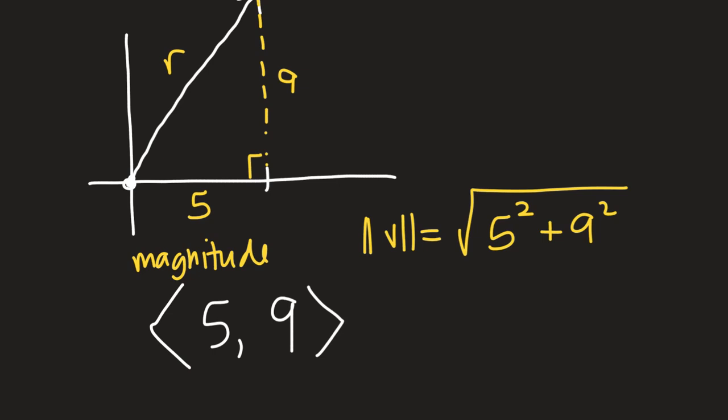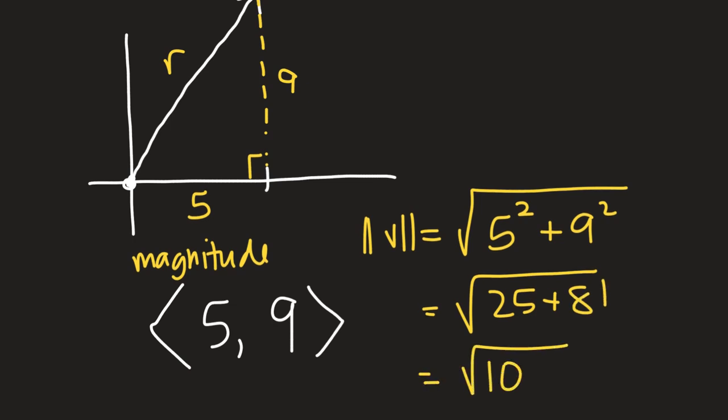Right triangles are useful for all kinds of things. 25 plus 81 is 106, so the square root of 106 is like 10 point something. 10.2 maybe would be the length of that vector. So that's the magnitude of that vector.